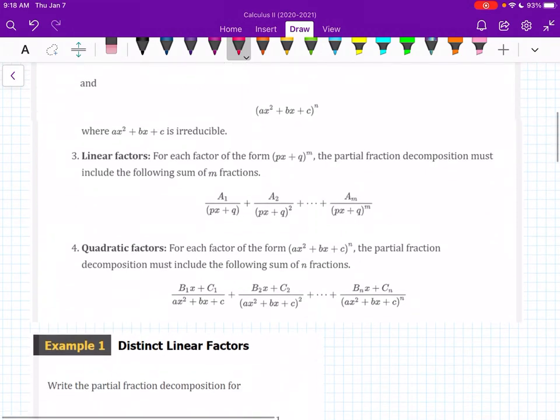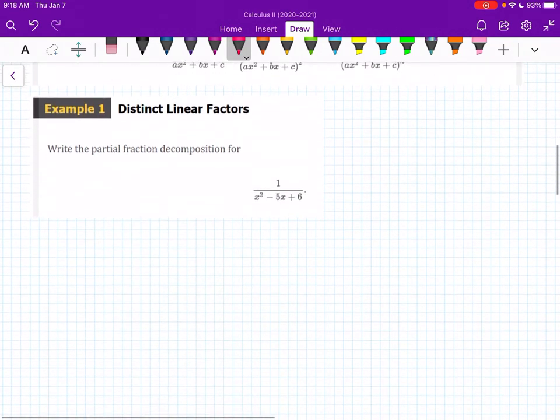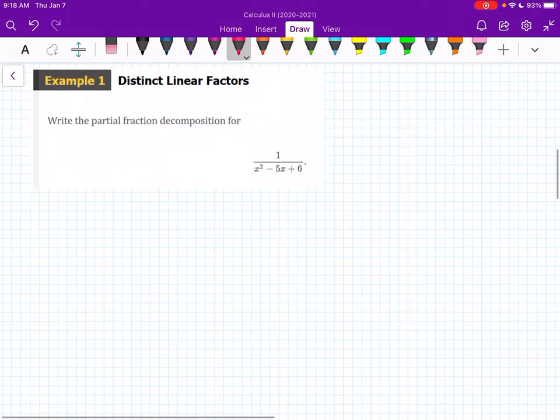So I'll show you how all of this works. We'll see. So distinct linear factors. All right, so here we go. Let's just practice decomposition with a rational expression. So I have 1 over x squared minus 5x plus 6. The first thing I'm going to do is go ahead and factor my denominator.